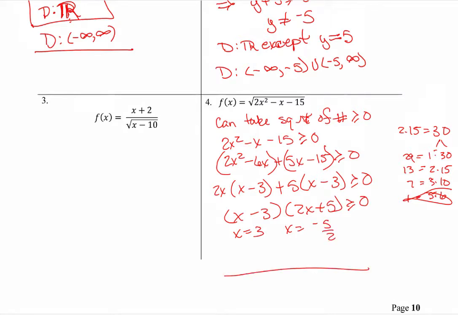All right. So I have negative 5 halves and 3. So I'm going to pick numbers here. So let's just say negative 5, 0, and 4. And the reason I said negative 5 is then I didn't have to think about what negative 5 halves was. I know negative 5 is way lower than it.